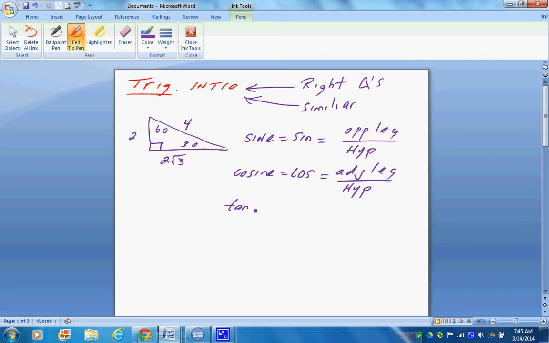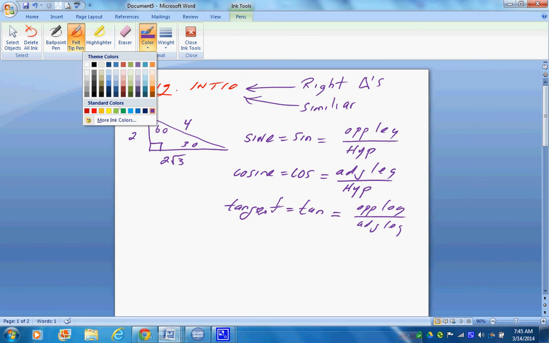And the last trig ratio I'm interested in is the tangent, which we'll abbreviate as tan, and it's the opposite leg over the adjacent leg. So here we're only going to deal with legs. And now let me find the trig ratios for this particular triangle.